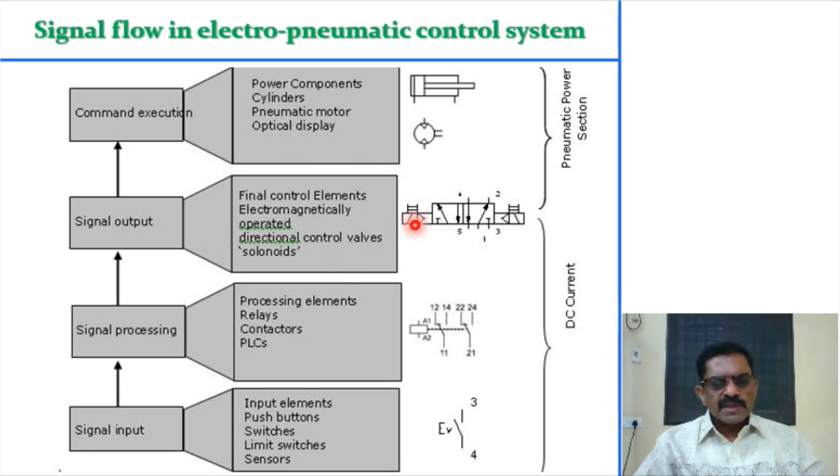So this is signal output, and command execution is done by power components: cylinders, pneumatic motor, or it can be an optical display also. This is the ultimate output device. It can be through a motor also. So this is the signal flow of electro-pneumatic signals. This diagram you can draw and explain in your own words.